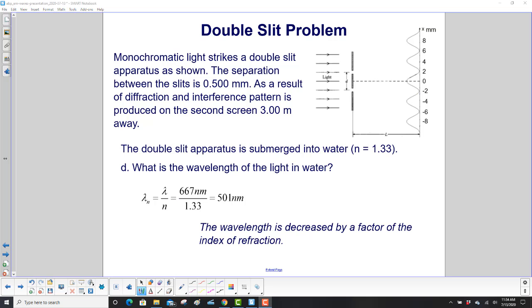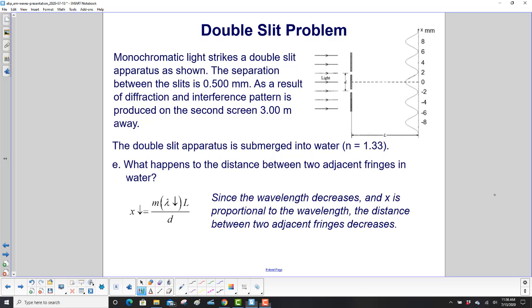What is the wavelength of the light in water? Well, our new wavelength, where we have an index of refraction that is not 1, it's 1.33, is equal to the wavelength of the light in the air divided by the index of refraction. So we get 501 nanometers. The wavelength in the water is decreased by a factor of the index of refraction.